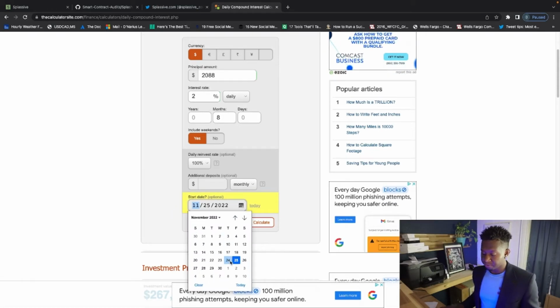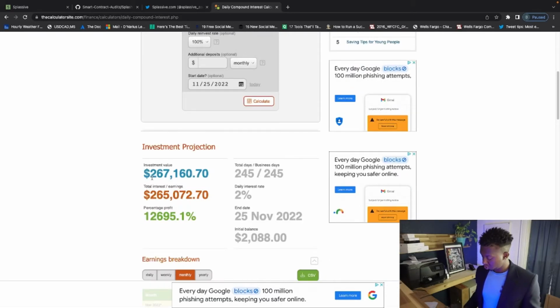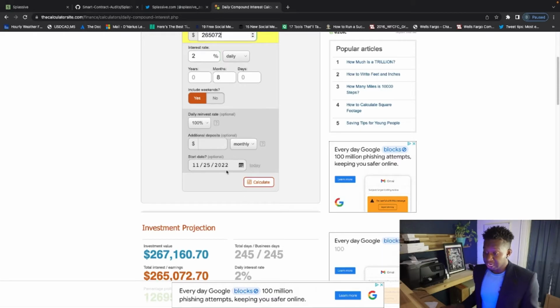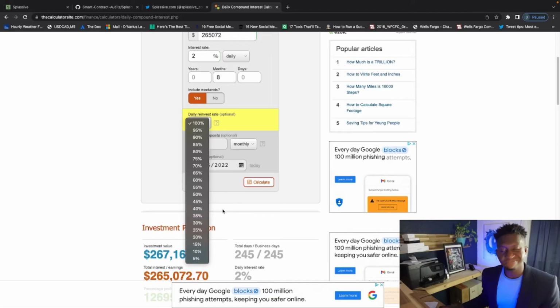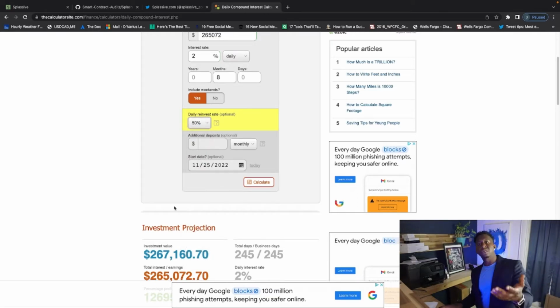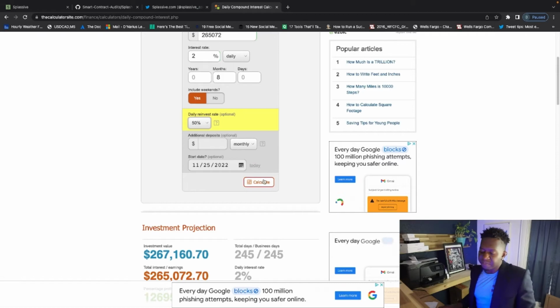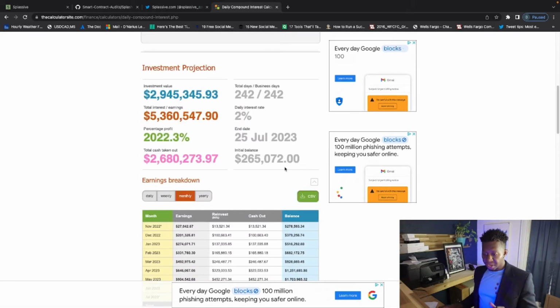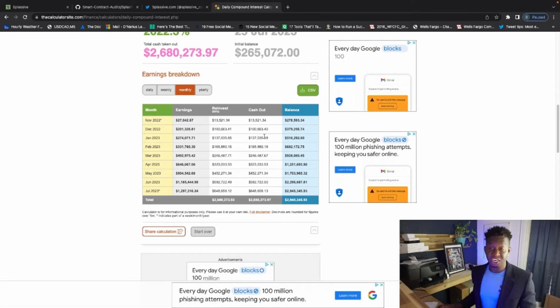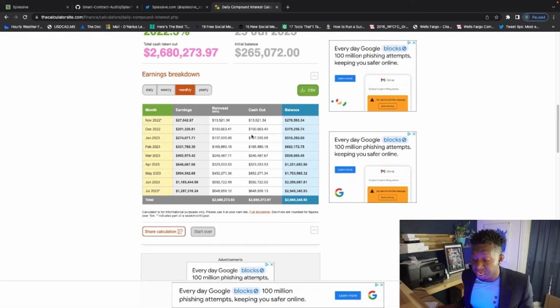So November 25th, and at that point I have $265,072. 2%. And at this time, guys, let's just say I'm living off 50% and recompounding, doing my own strategy. My strategy is to withdraw 3 days, compound 4. So let's just say 50%. Going forward from November 2022 to July 25th, 2023, I would have taken out a little over $2.6 million throughout this protocol. My monthly cash out, just taking out 50%: November, $13,000. December, $100,000. Come on, January, another $137,000.